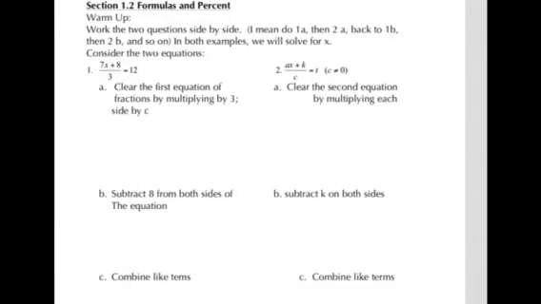The next section is section 1.2, formulas and percents. So you now know how to solve linear equations, but I really want us to talk about how you would solve an equation like example 2 right here. So how about you actually try this on your own first before watching the rest of this video.